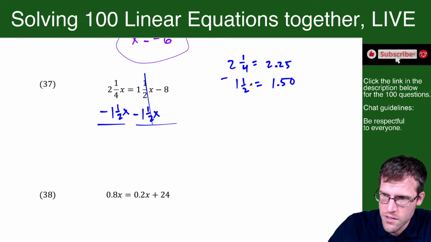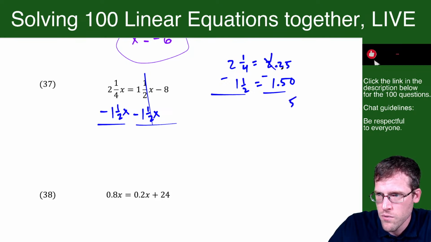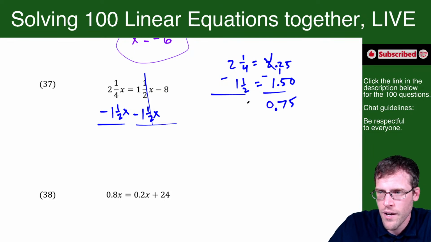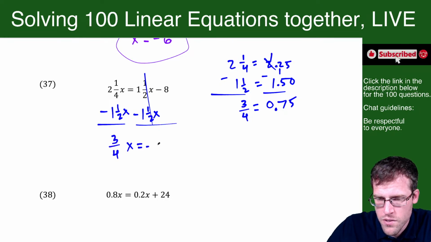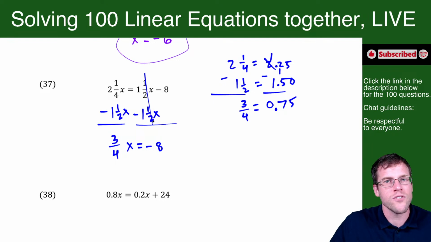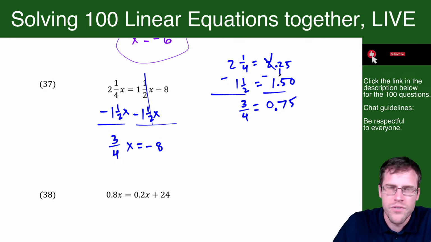So if I subtract these, 5 minus 0 is 5, and then I borrow, and this is 0.75. As a fraction, that's 3/4. So this would give me 3/4 x equals -8. There's not one way you have to do these questions, but I personally would turn this into a decimal.